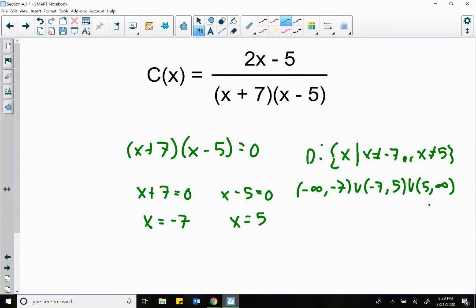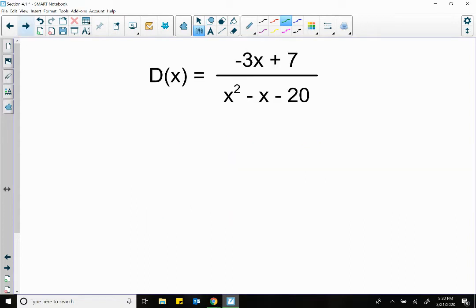Cool. All right, I got one more of these. Give this one a shot. Pause the video and go. So how'd you do? Hopefully you noticed that the denominator is not factored. You need to factor this. If you didn't factor, you wouldn't get to the answer.